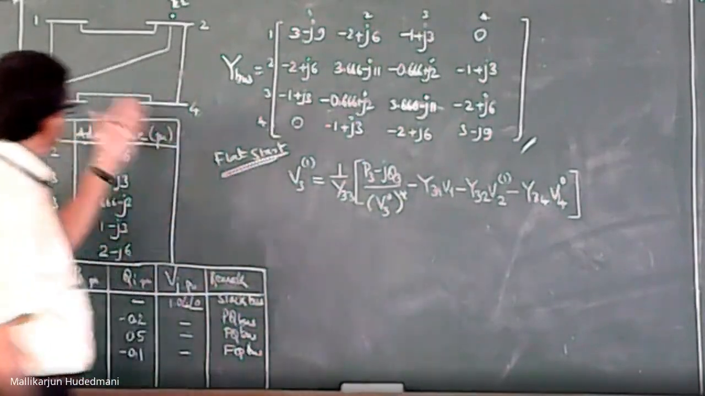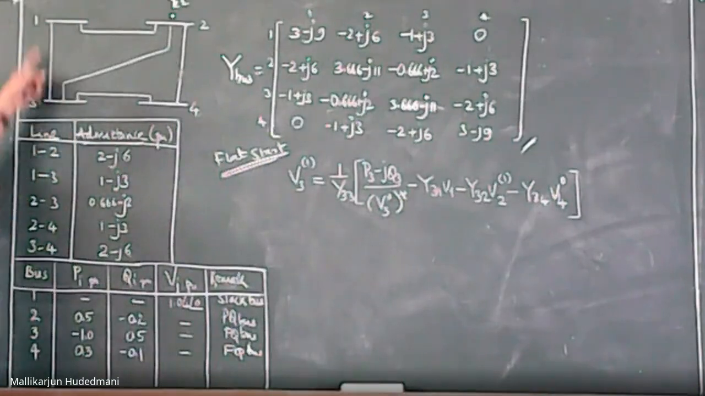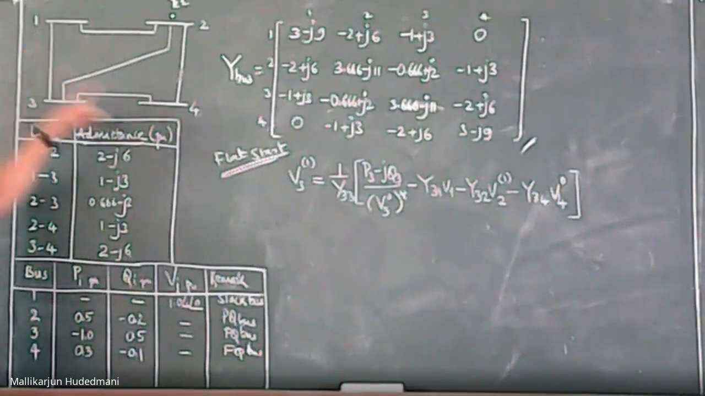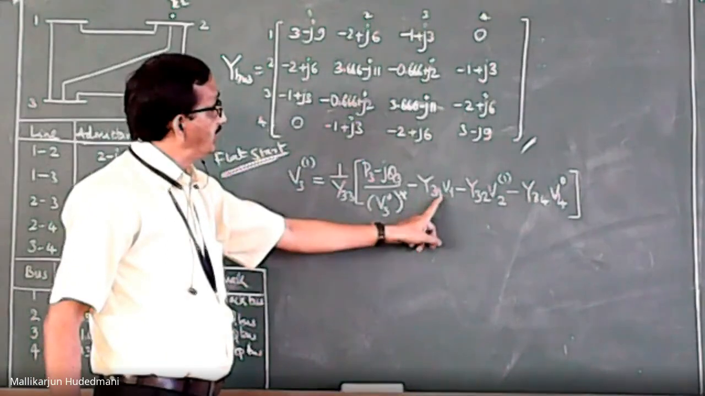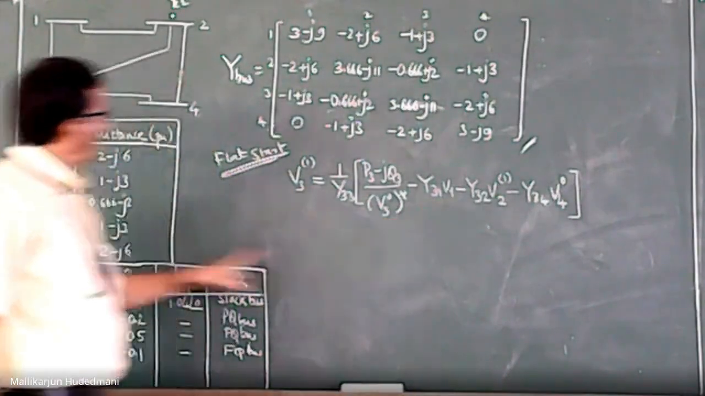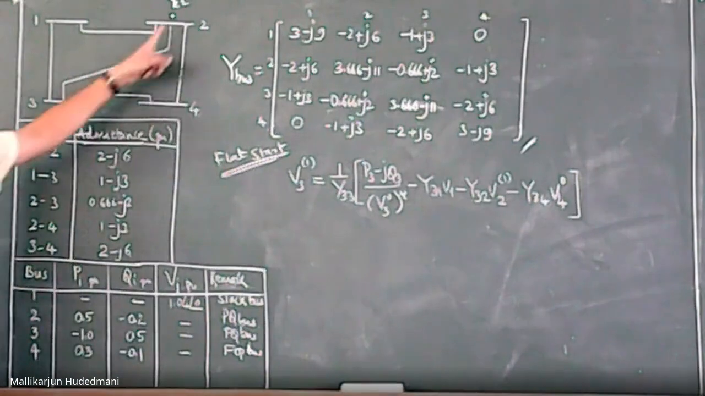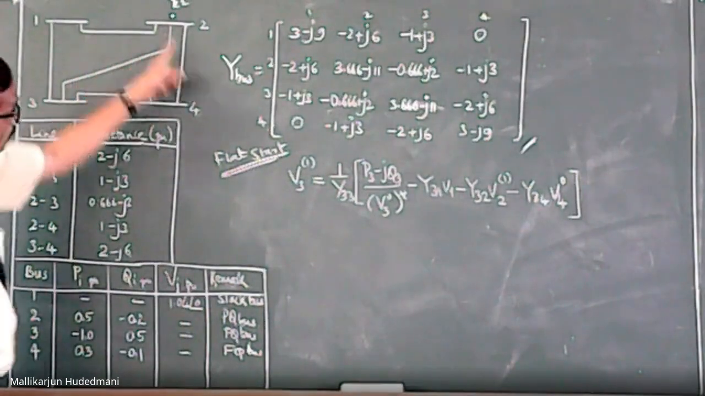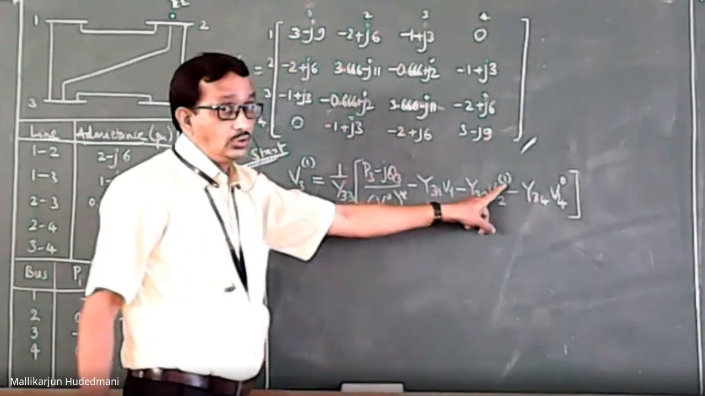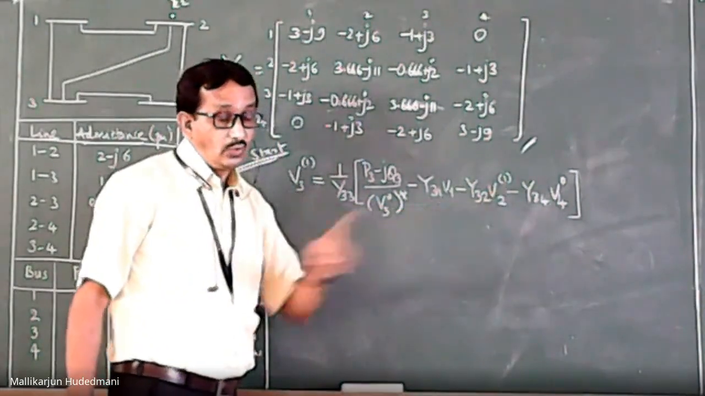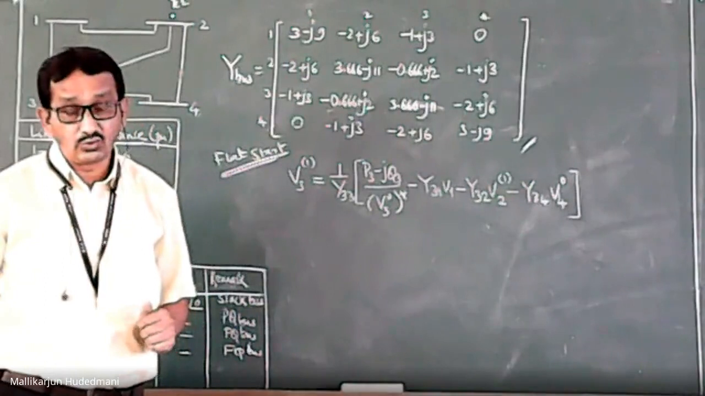So you can turn back and see from bus 3 to 1 there is a connection, Y31. I wrote here Y31 with the voltage where it lands, V1. And I have Y32, Y32 V2 of 1 I wrote here. You must notice this superscript 1. Why did I write 1, why not 0?